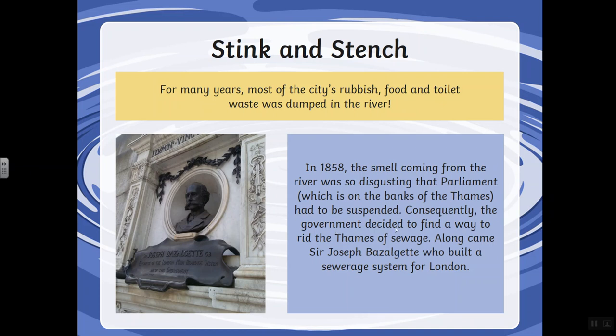Consequently, the government decided to find a way to rid the Thames of sewage. Along came Sir Joseph Bazalgette, who built a sewerage system for London.